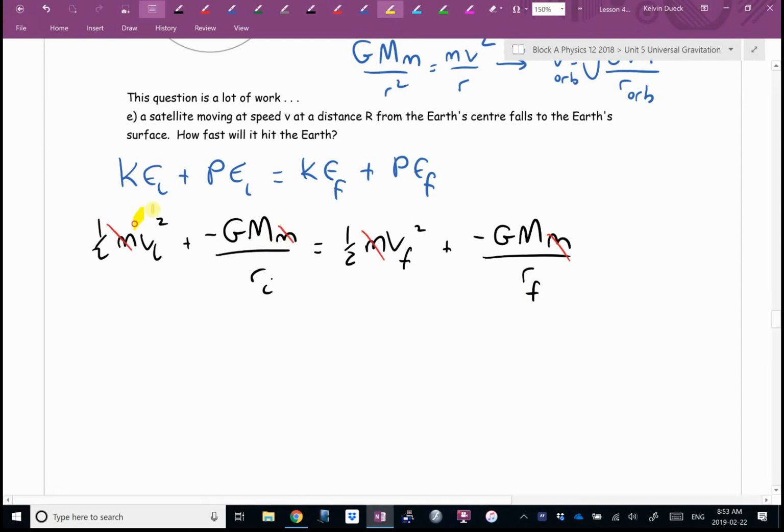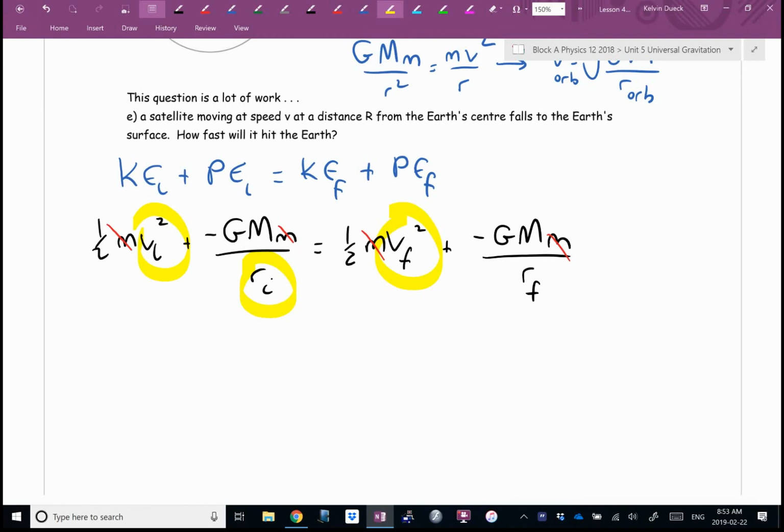What's fair game? I could either ask you where we started, or how fast we're going on impact, or how fast we were going to begin with if you knew both of these. This one is also just a lot of pure number crunching. Be careful with your calculators.